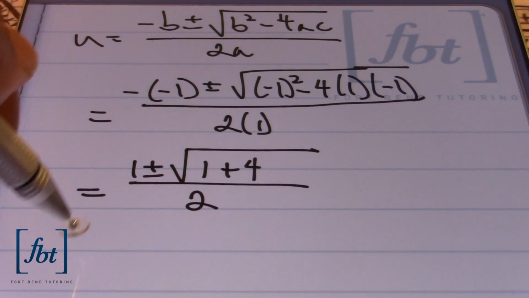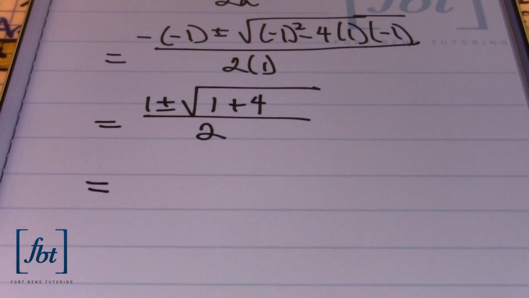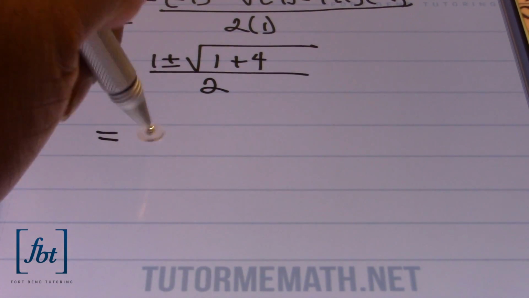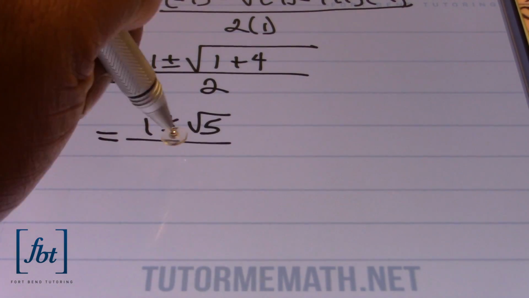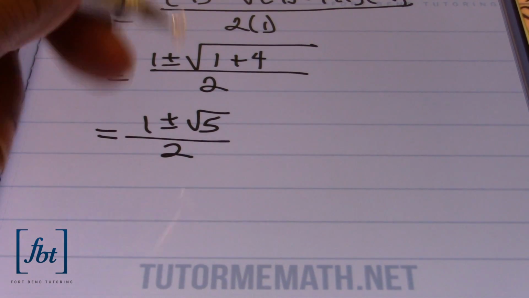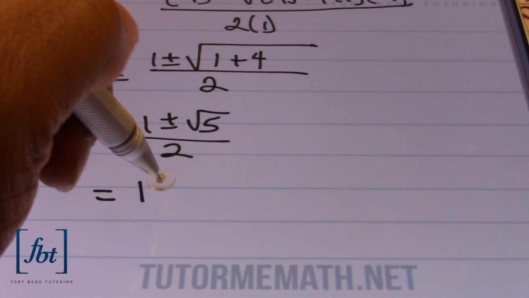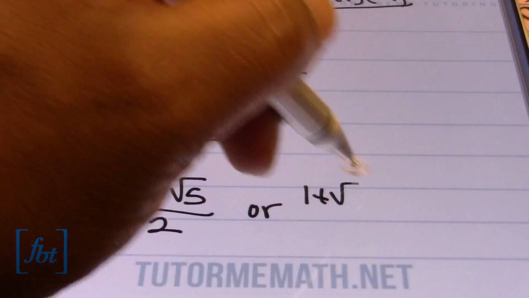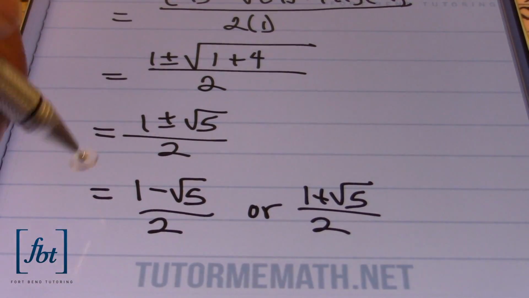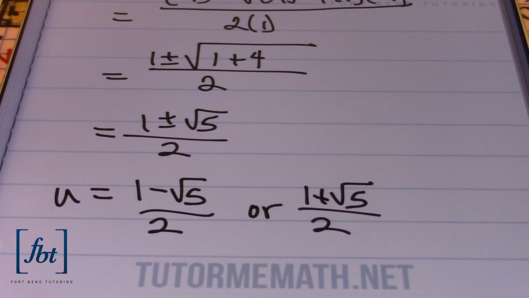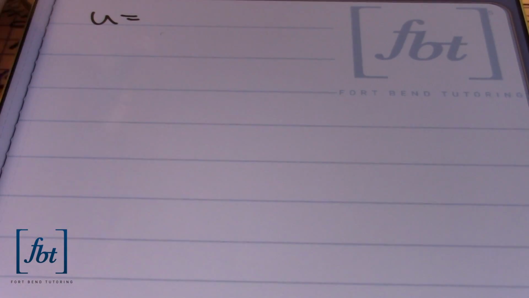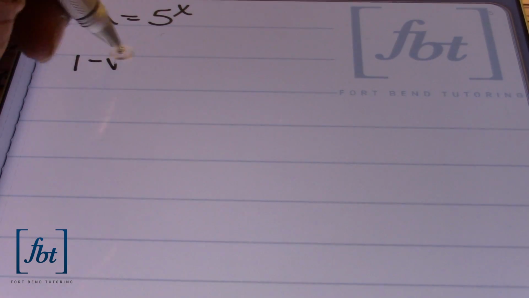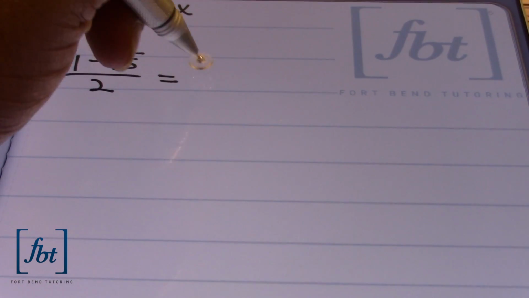From here, let's go ahead and combine those like terms underneath the radical symbol. And we'll have 1 plus or minus the square root of 5 divided by 2, which means that our potential values for u will be either 1 minus the square root of 5 divided by 2 or 1 plus the square root of 5 divided by 2. And remember, this all is equivalent to u. Keeping in mind that u is equivalent to 5 to the x, if I replace one of the values that we just found for u into this equation, we would have 1 minus the square root of 5 divided by 2 equals 5 to the x.